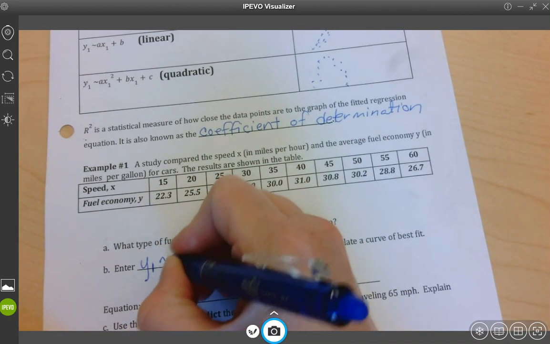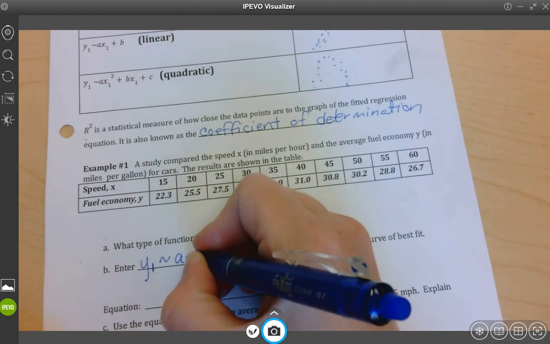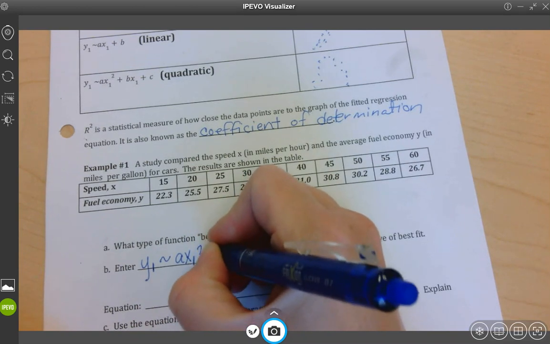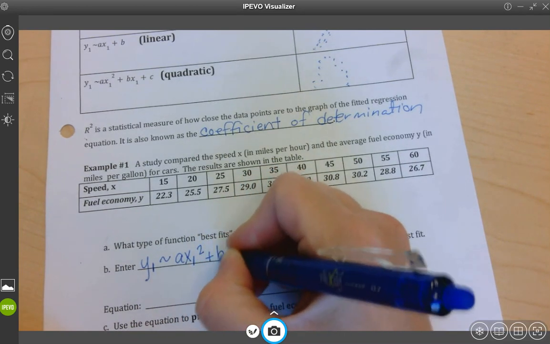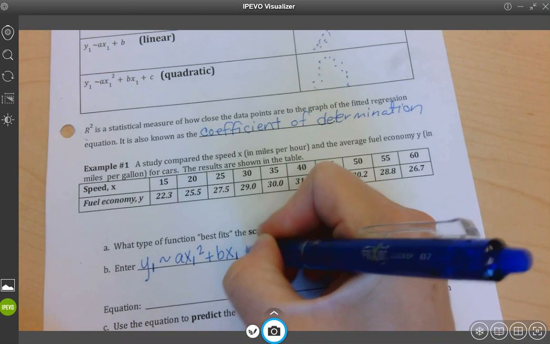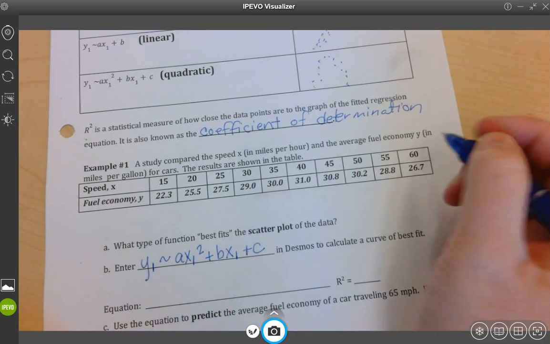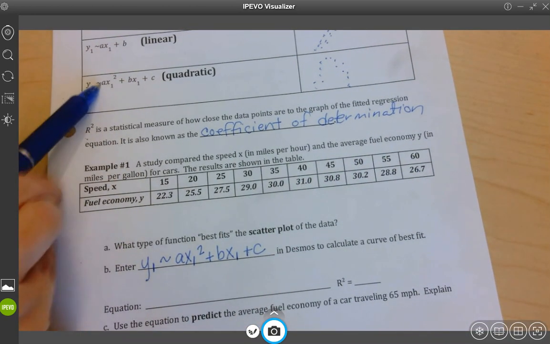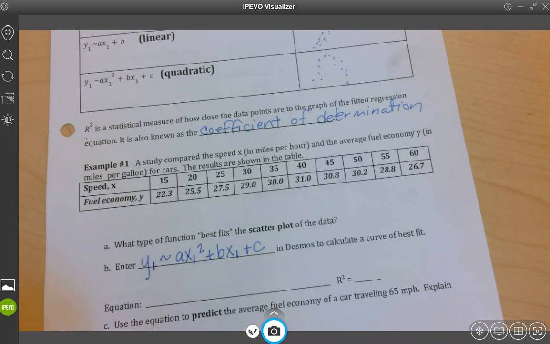y1 tilde a x1 squared plus b x1 plus c. And all I did was copy it from right here. I didn't make that up. Something that's interesting is this is called the standard form of the equation. We have also seen equations in vertex form and also in factored form. You can use any of the forms to find an equation, but we're going to be using standard form today.